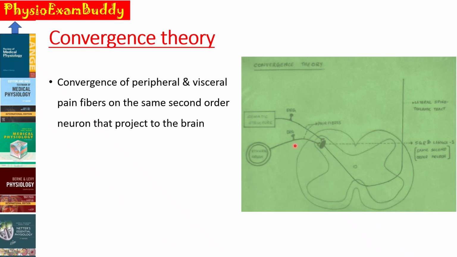So here a convergence occurs, that is a convergence of the peripheral as well as visceral pain fibers which carry from the superficial as well as from the deep structure. So the convergence of the peripheral and visceral pain fibers occur on the same second order neuron, that is substantia gelatinosa of Rolando, and from there they project as a common fiber into the brain. So that is another theory which is related to the referred pain.